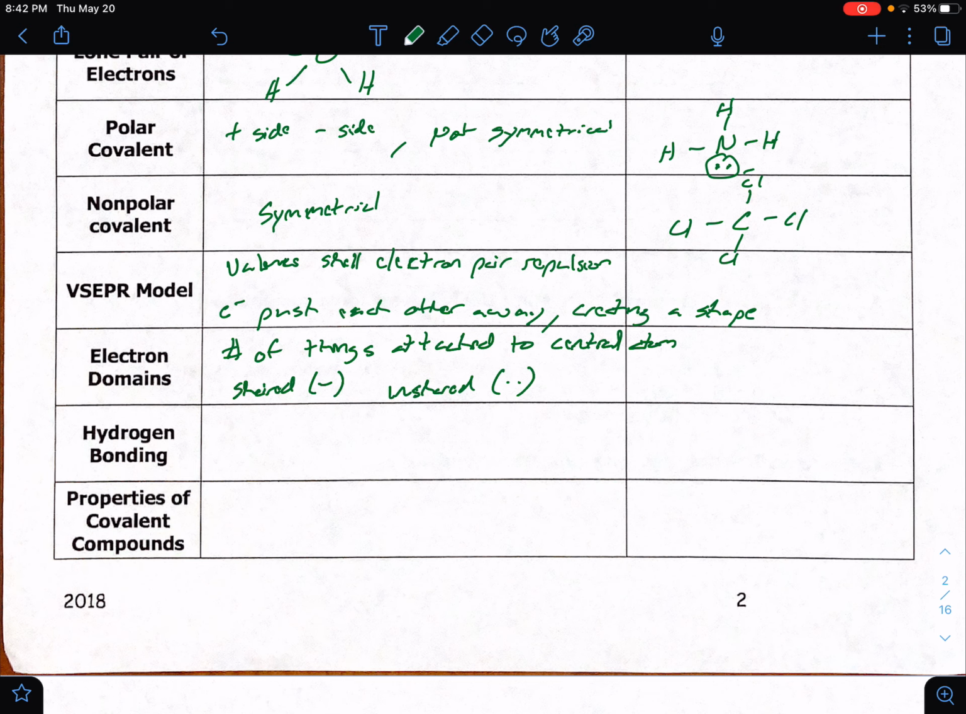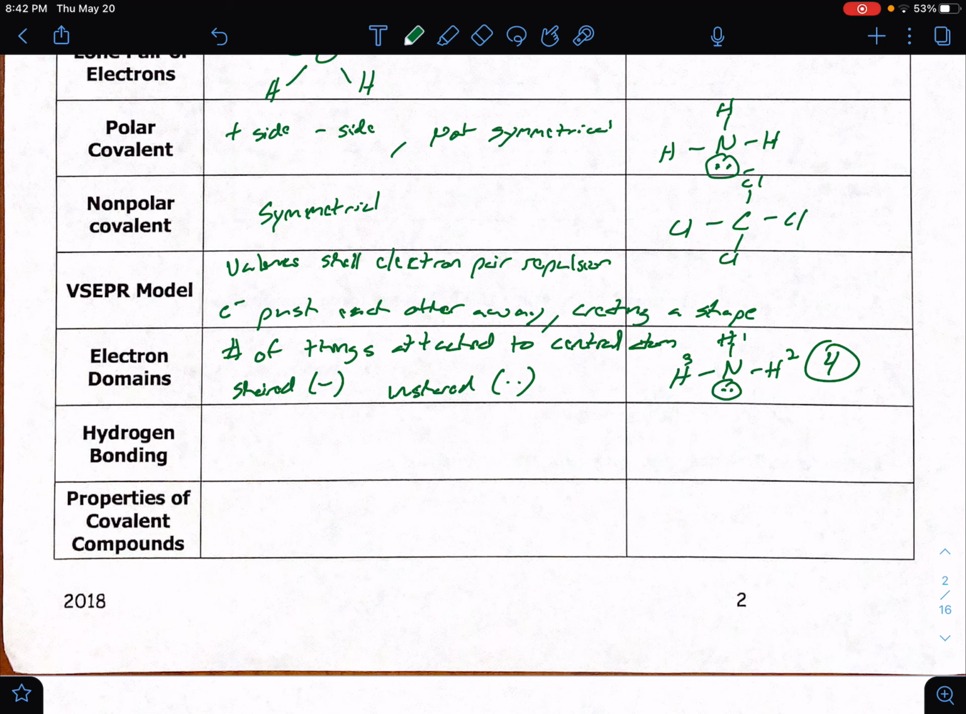Okay, so if I had an example, I'd do it like this. N with an H. So I'm going to do 3 H's. So this would be NH3. And I have a lone pair right here. So I have 1, 2, 3 hydrogens and I have an unbonded pair. So this thing would have 4 electron domains.